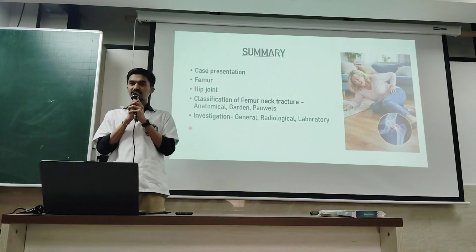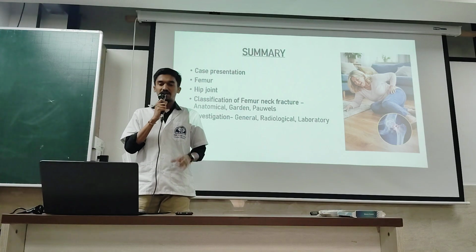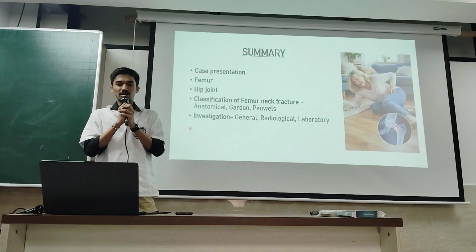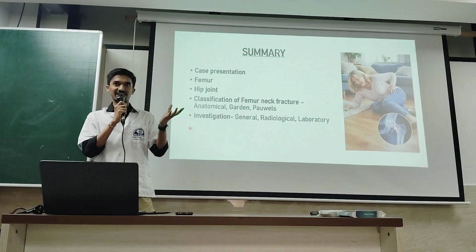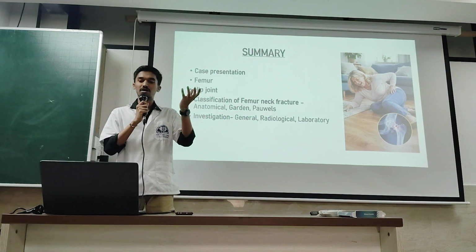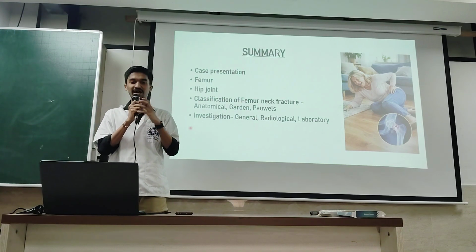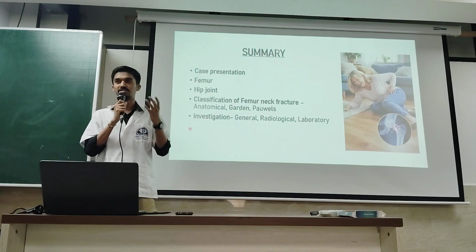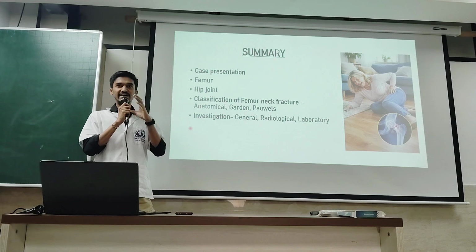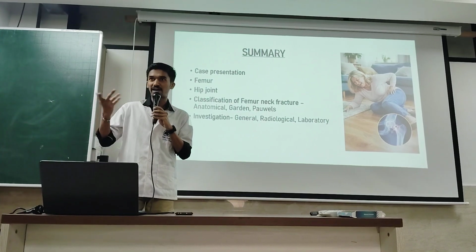In relation to this case, we then saw the normal anatomy of the femur and hip joint. Through the general investigations and the initial examination, we suspected that this might be a case of femur neck fracture. So, we saw how femur neck fractures are classified and what the bases of different classification systems are, like the anatomical, Garden's, Pauwels', and etiological classifications. Then we saw the investigation methods, that is general, radiological and laboratory methods, to narrow down our diagnosis.